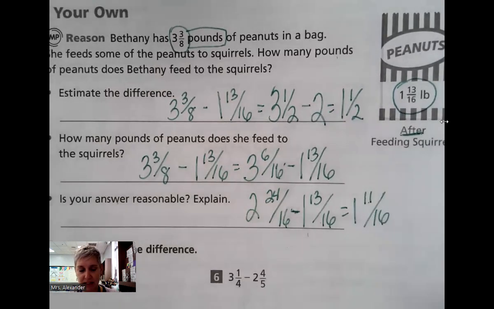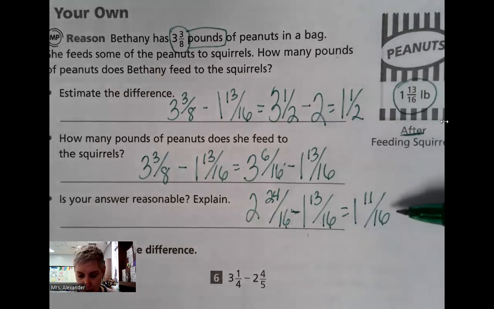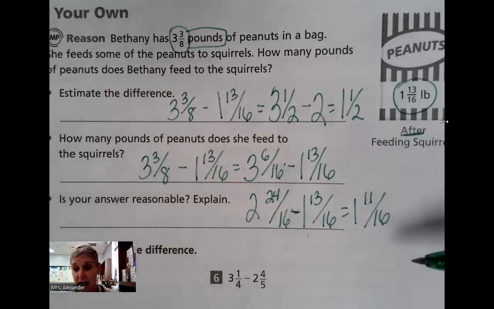Is 1 11/16 reasonable? Let's look back at our estimate. Is that about 1 1/2? Yeah. Half of 16 is 8. 11 is very close to that. So we could say that is reasonable because of our estimate. It's very close.